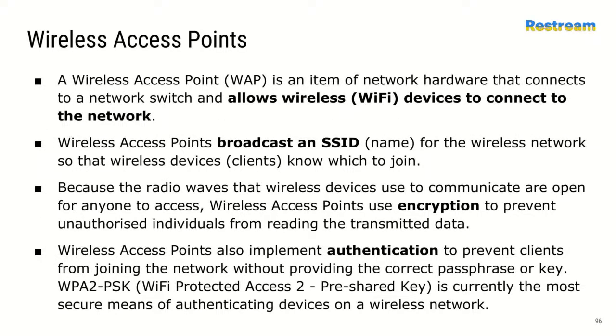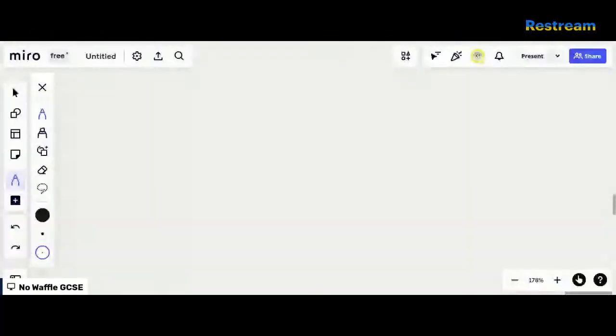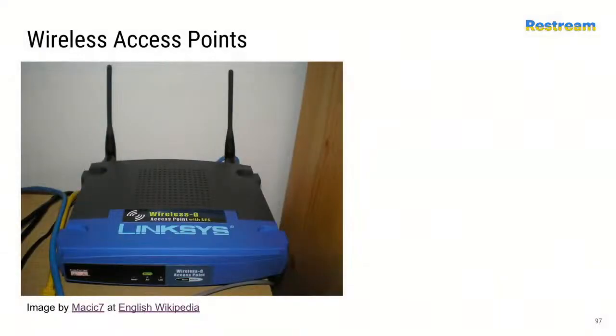We also have wireless access points. This is hardware that connects to a network switch, and it allows Wi-Fi devices to connect here. However, because the radio waves that wireless devices use to communicate are open, this has many issues. I know it uses encryption, but we talked about the hotspot difficulties. That is what a wireless access point looks like.